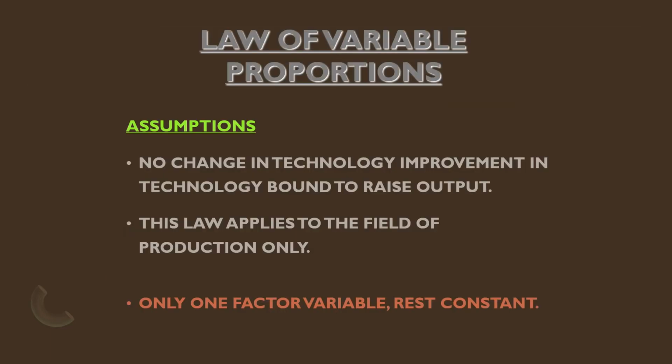Students, today we are going to do the law of variable proportions. This law is applicable in short run production functions. Assumptions for this law are no change in technology, as any increase in technology is bound to raise your output. This law applies to the field of production only, and over here, as we know, short term is considered, so only one factor will remain variable, and all the rest of the factors will be considered constant.